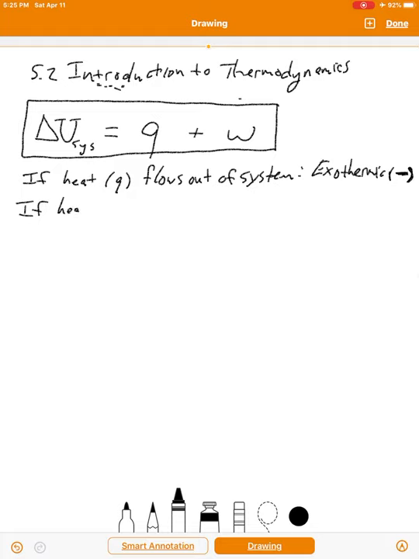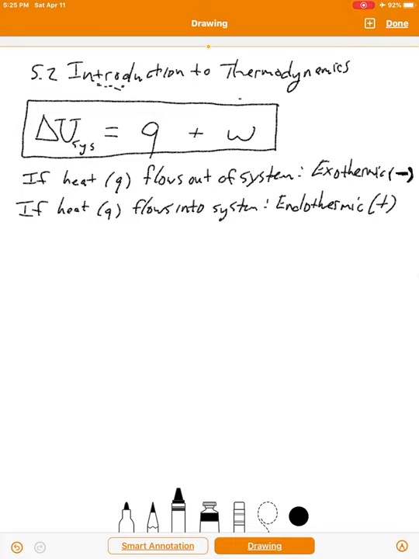If the heat flow is into the system, we call this endothermic. And the sign for that is a plus. Okay?